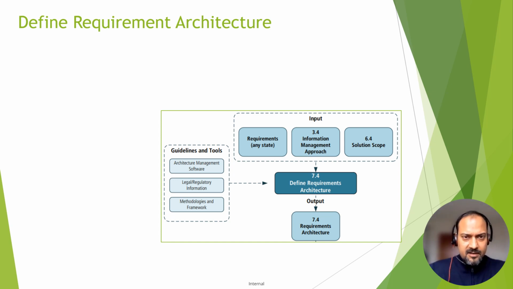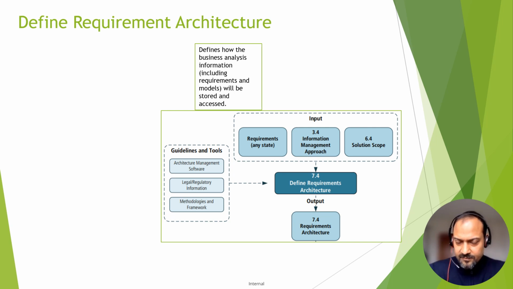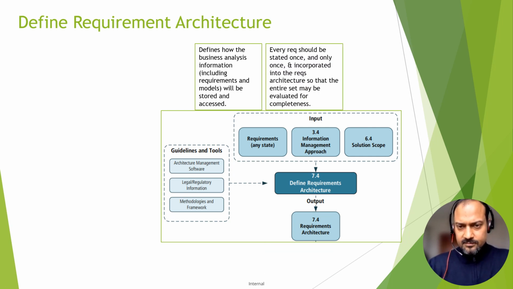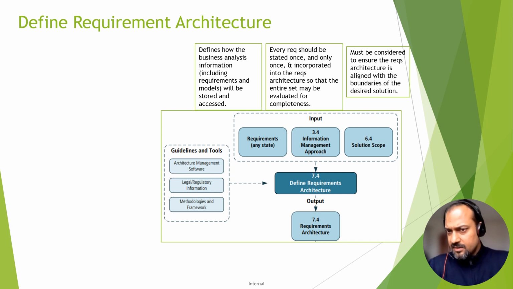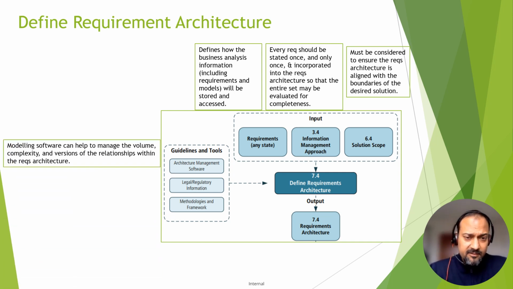So define requirement architecture. These are the input and output. So the first input is requirements. Requirements could be of any type. So define how the business analysis information including requirements and models will be stored and accessed. Every requirement should be stated once and only once and incorporated into the requirements architecture so that the entire set may be evaluated for completeness. Solution scope must be considered to ensure the requirement architecture is aligned with the boundaries of the desired solution.